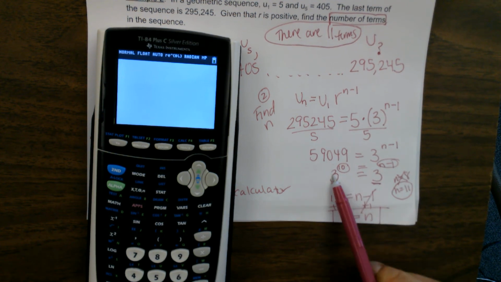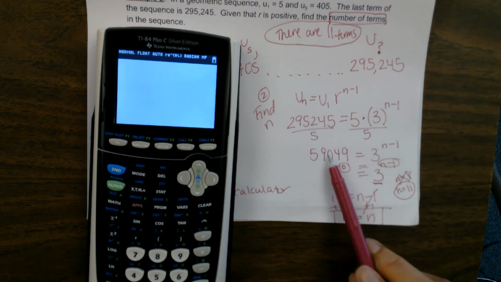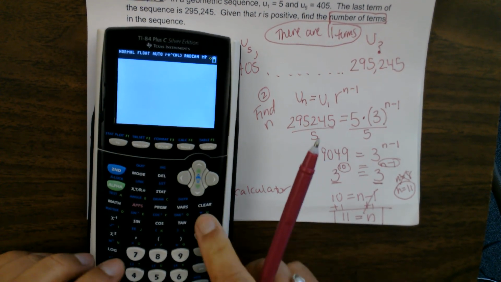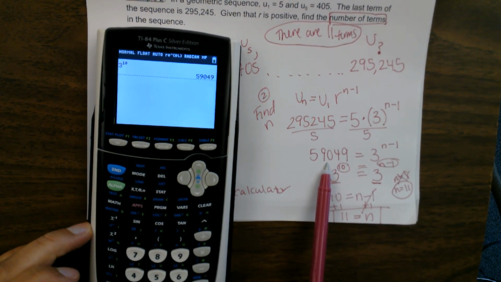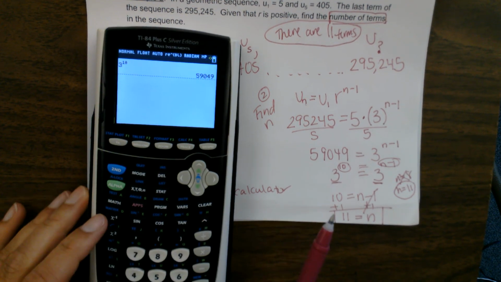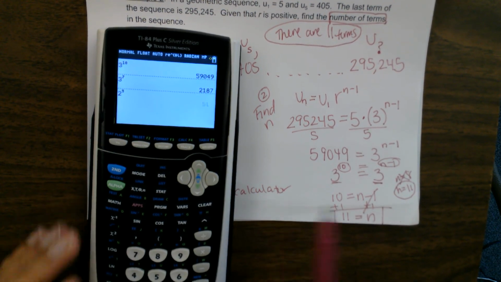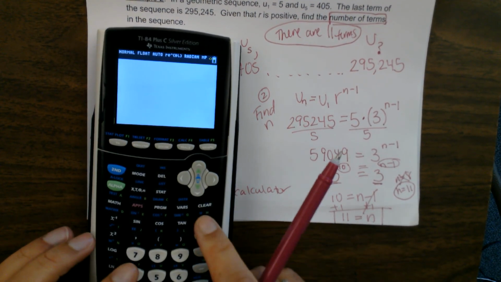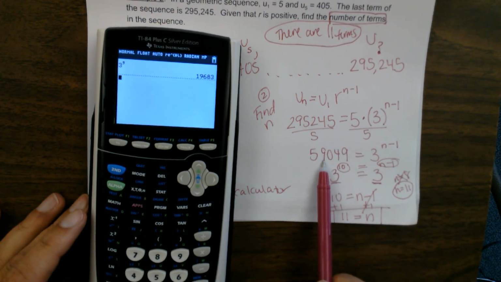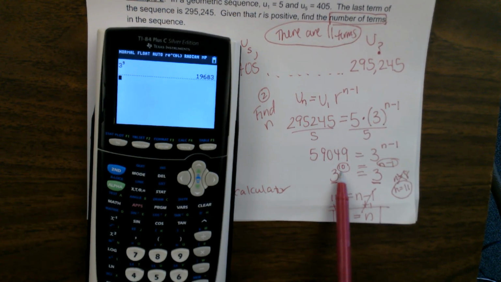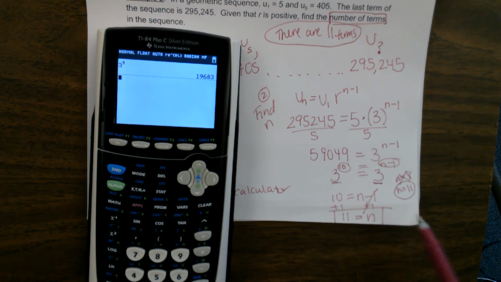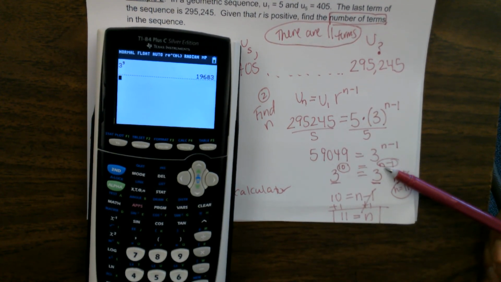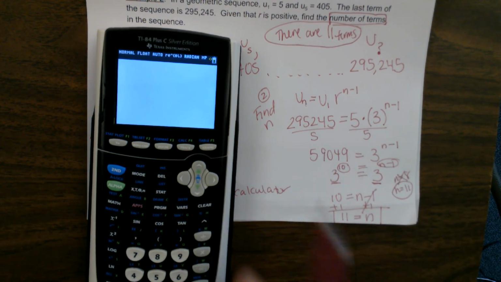Now, again, this is sort of guess and check because you would have to find 3 to the 10, 59,049. So you might want 3 to the 7, 3 to the 9. So you would have to go and make this a common base. Again, you can use guess and check and put the number in. It's really easy with the calculator.